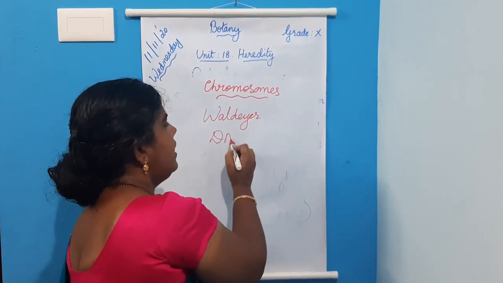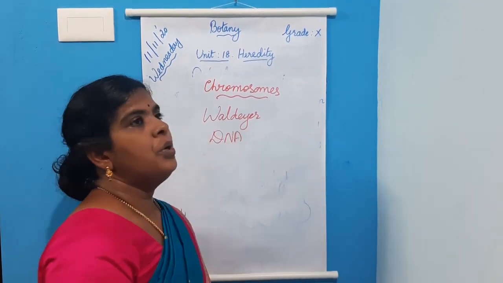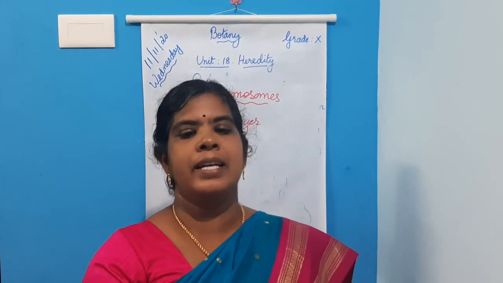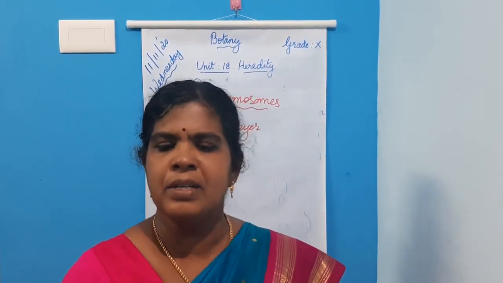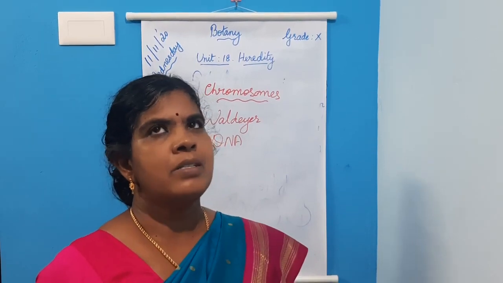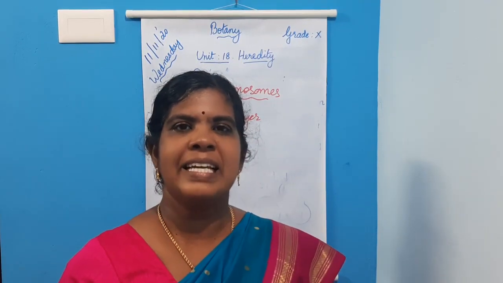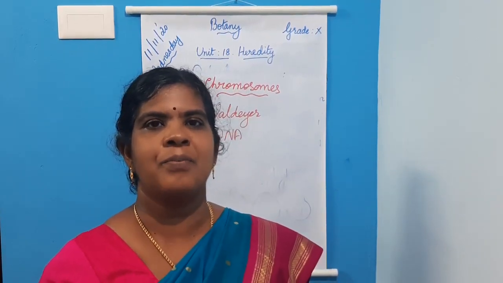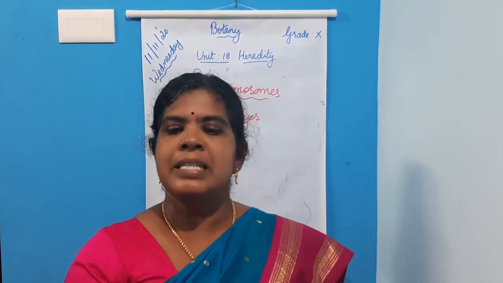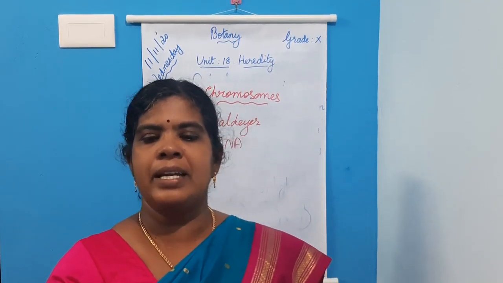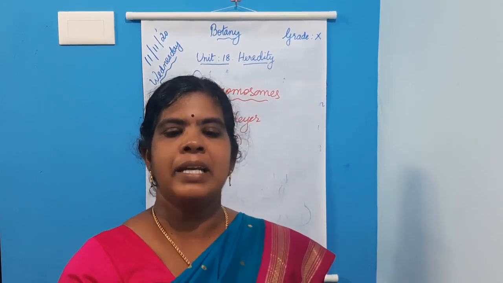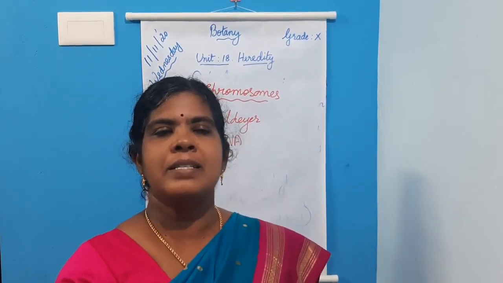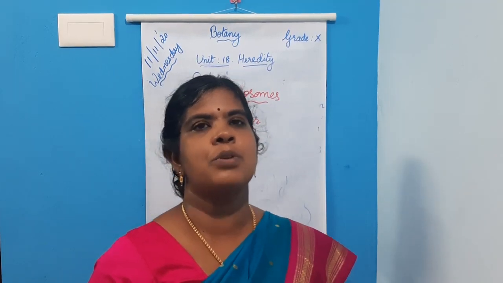What is DNA? Deoxyribonucleic acid. That is DNA. Now, these chromosomes are highly coiled chromatin fibers packed with the DNA. These chromosomes are the physical carriers of genes. These genes are the segments of DNA responsible for a particular phenotypic character. The gene is present in the chromosome.